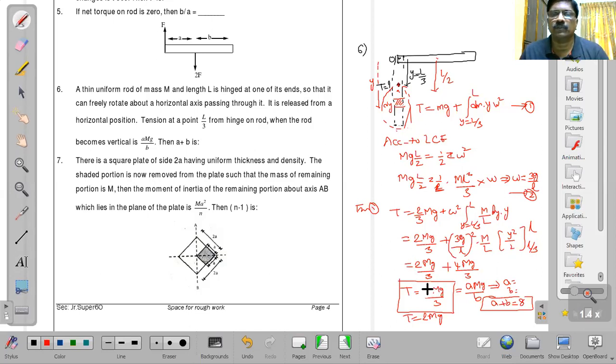So here when you add them you will get 6 mg by 3, that is 2 mg. When you compare them, A is equal to 2 and B is equal to 1. Therefore A plus B, 2 plus 1, that means 3. So 3 is the answer.